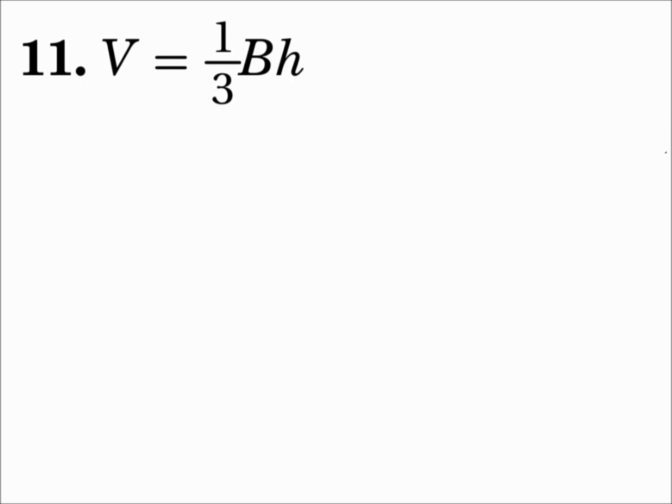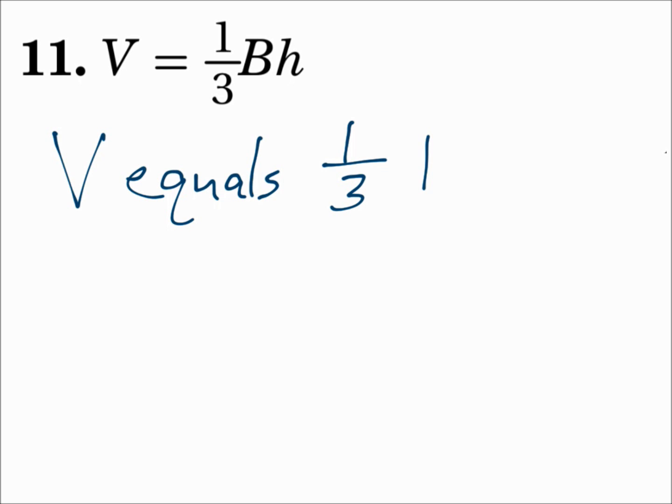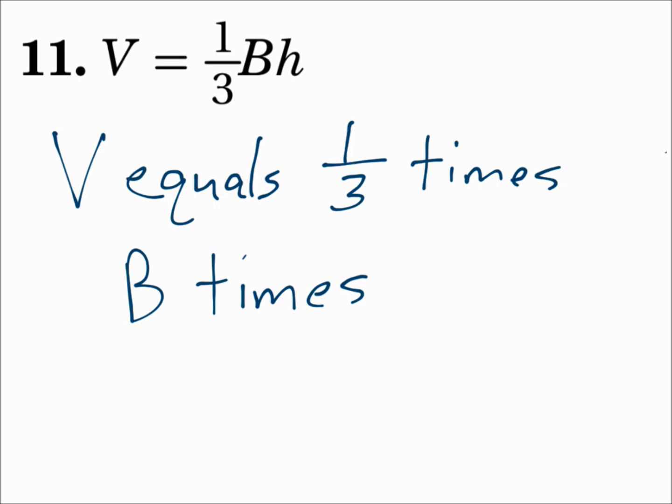Number 11, v equals 1/3 bh. V is v, equals is equals, 1/3 is 1/3, and that's times b, and that's times h.